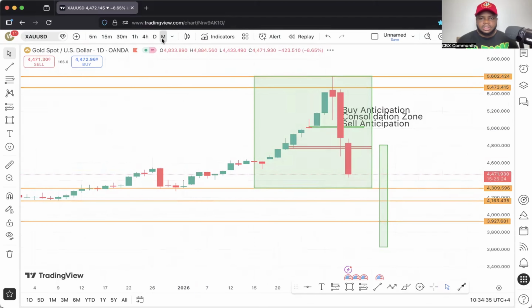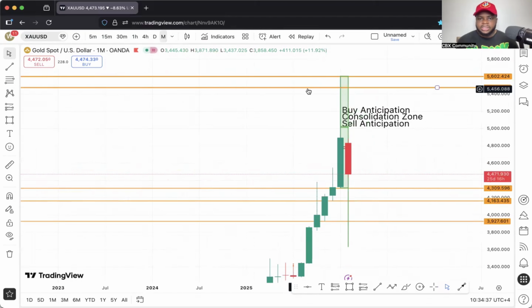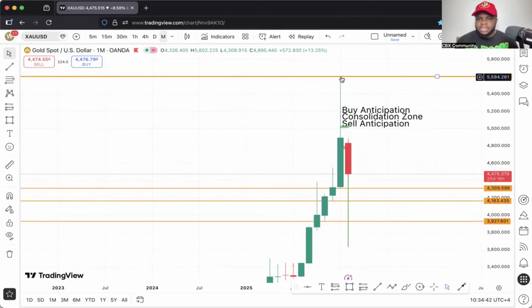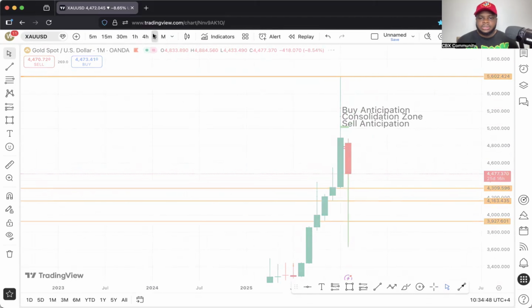But let me look at this other line. We don't need this line. We are trying to identify the high. So this is the high of the last month candle. This is the low of the last month candle. So we don't need that other line. Let's go to the daily.